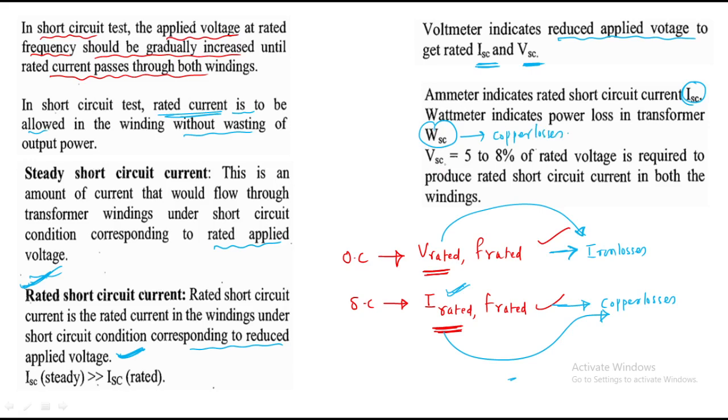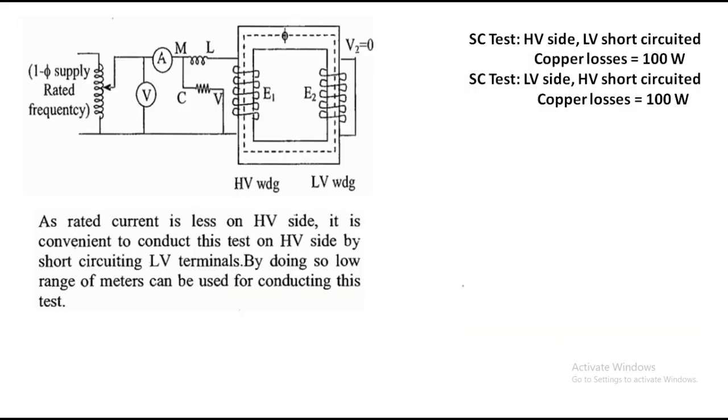Right? And how much supply voltage do we have to provide? 5 to 8% of the rated voltage is needed to get rated short circuit current in the winding. Only 5% of rated voltage is required to get rated current in the transformer. So this is the circuit arrangement. This is a single phase supply, rated frequency with I rated. Across it we are going to connect a voltmeter to measure the supply voltage, that is 5% of V rated, right? 5 to 8%.